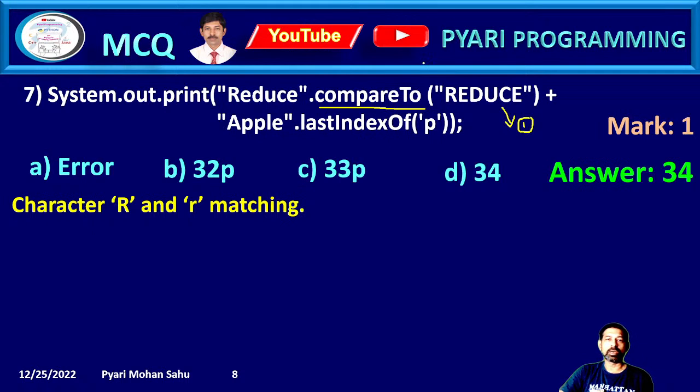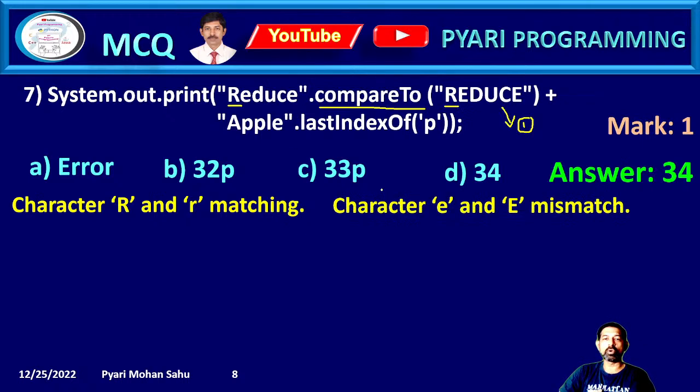Character R and R. It is going to compare this R with this R, where both are equal. Now after that it is going to compare E. Next character is your E. E is going to be compared with E. Now one is lowercase, one is uppercase. So it is case sensitive. So this E is not equal to this E. That's why it is a mismatch.